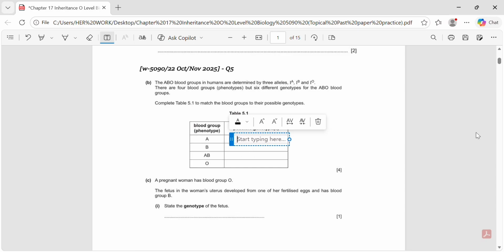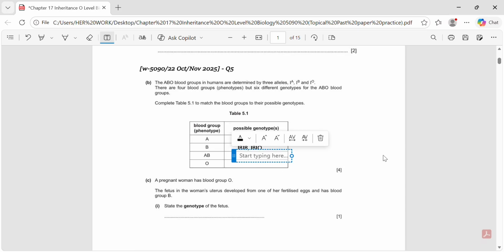So, for blood group A, the possible genotypes are IAIA and IAIO. For blood group B, the genotypes are IBIB and IBIO. For blood group AB, the genotype is IAIB. And for blood group O, the genotype is IOIO, which can also be written as small i.